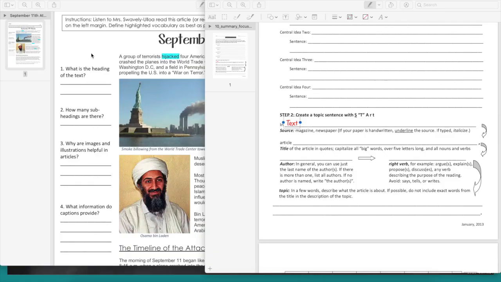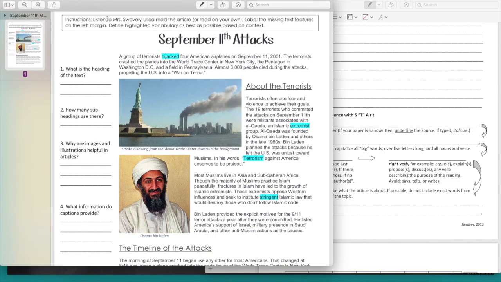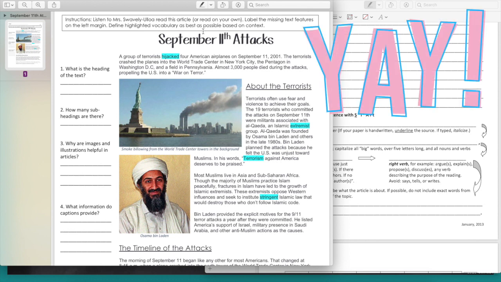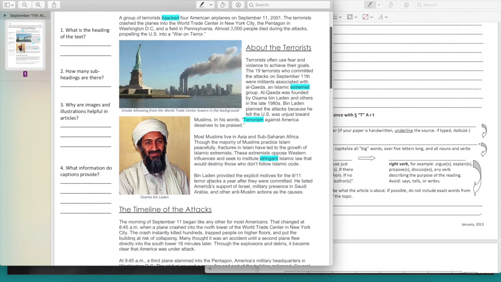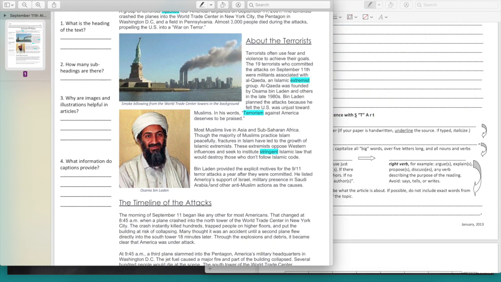For our text, we voted, and the majority of you favored the September 11th attacks. So that is the article that we are going to write a 10% summary on. And that is going to be approximately about 100 plus words. We're gonna go a little bit over just to make sure that we're not missing out on some details.